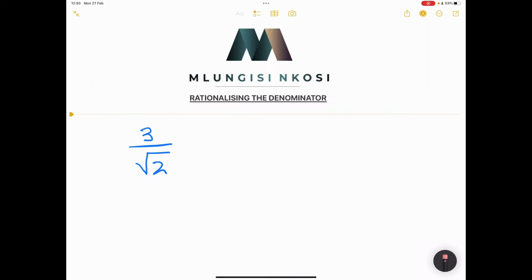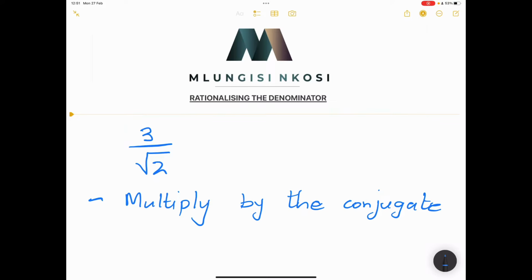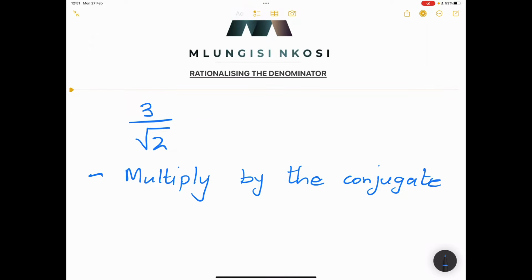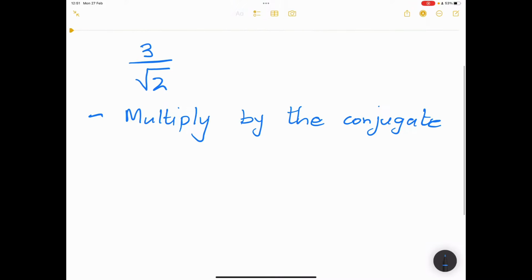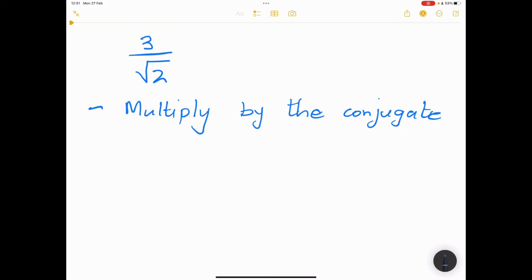Whenever we rationalize, we multiply by what we call the conjugate. So you multiply by the conjugate. In this case, what is a conjugate? Well, I'm going to apply the rules of surds, and I'm going to help you to understand this. First of all, let's remind ourselves of a couple of rules.